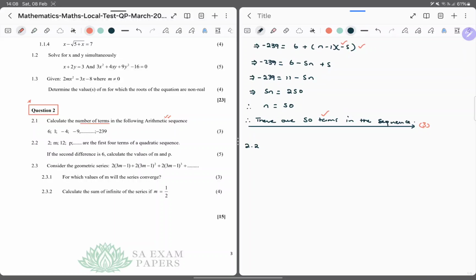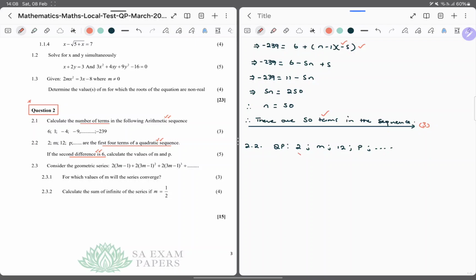Now let's get to 2.2. Okay, let's read first. 2, m, 12, p are the first 4 terms of a quadratic sequence. Again, we need to know what that is. Great. Now we've got a quadratic progression here, starting from 2, going to m, going to 12, going to p, and it continues. We are told the second difference is constant, and we need to calculate the values of m and p.